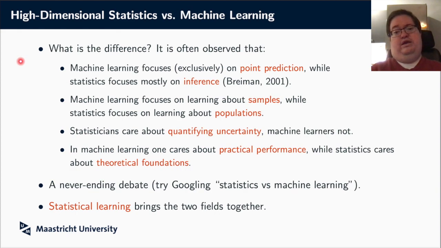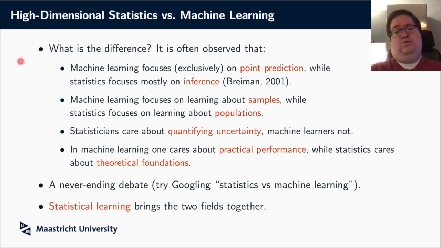So that brings us to the next question. What is the difference between high-dimensional statistics and machine learning? This is a very complicated question to answer. So let me give some things that people have considered to be the difference. I think the most prominent one is that machine learning focuses on prediction, whereas statistics focuses on inference. So in machine learning, there's really a focus on prediction.